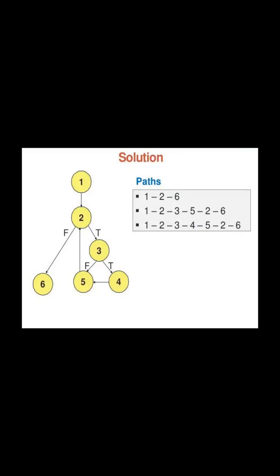Again, we have one more path from 1 to 2, 3 to 4, 4 to 5, again 5 to 2, 2 to 6. So that is another path. So here we are getting 3 different paths. You got the idea how we are identifying the path? Path means the route from source node to the destination node, or source node to the leaf node. So for the given flow graph, we have 3 paths.